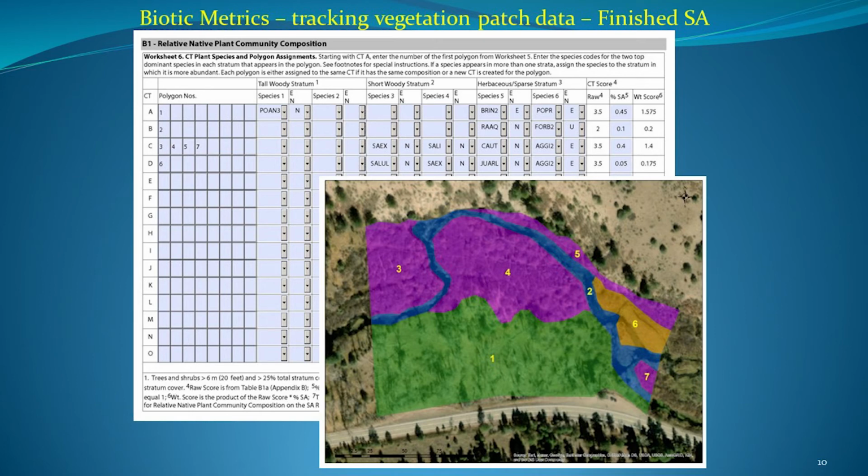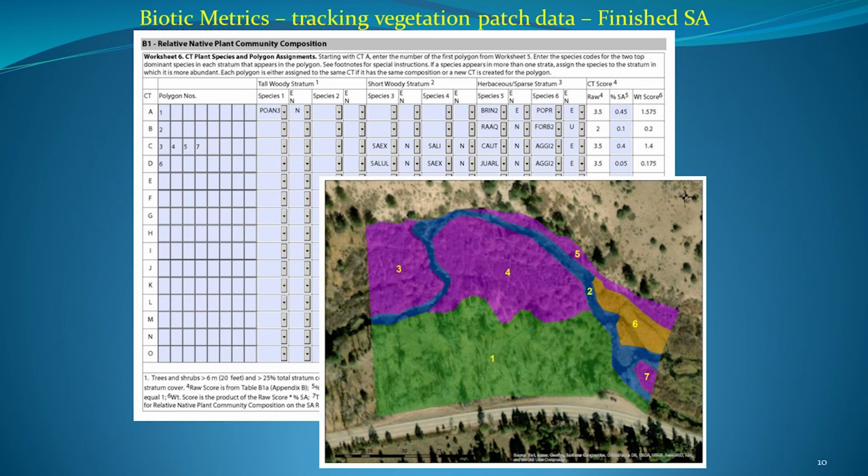So green was one community type, purple was one community type, blue was one community type, and yellow was one community type. And what happens is you can get the same exact community type, but it's separated by a different polygon. And so 3 and 4 are separate polygons because they're divided by a different community type between them. But 3, 4, 5, and 7 all ended up being assigned to the same community type because they had the same dominance. They all had willow shrublands with a wetland carex and a grass.